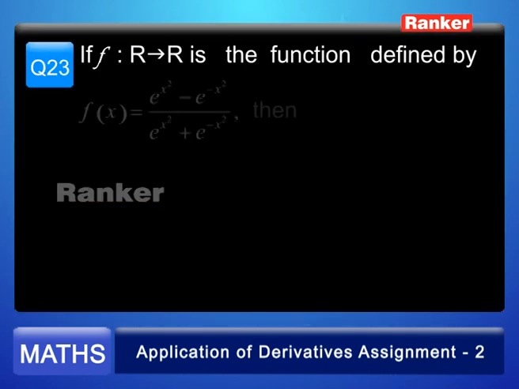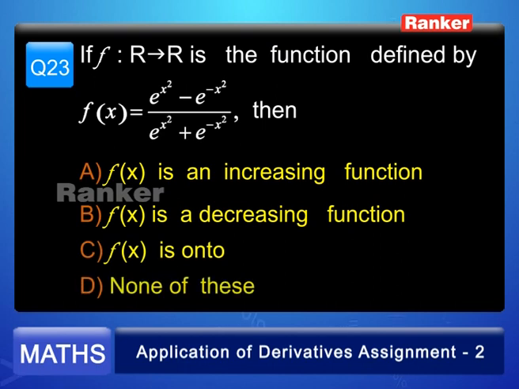Next question. If f maps R to R is a function defined by f of x is equal to e power x square minus e power minus x square divided by e power x square plus e power minus x square, then option A, f of x is an increasing function. Option B, f of x is a decreasing function. Option C, f of x is onto. Option D, none of these.